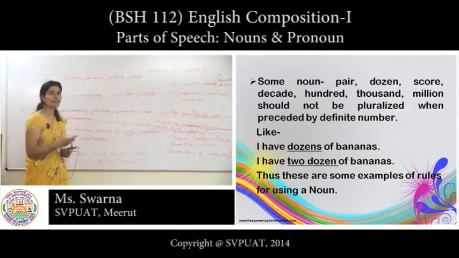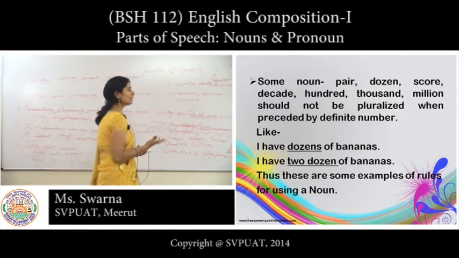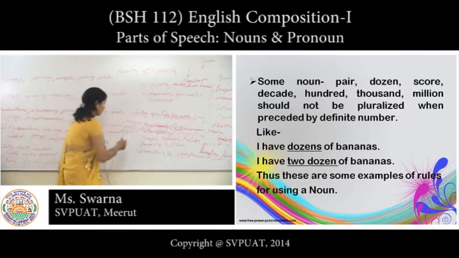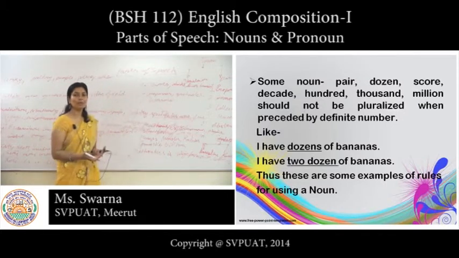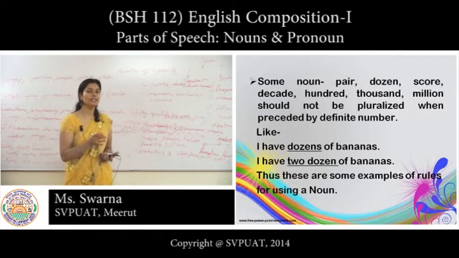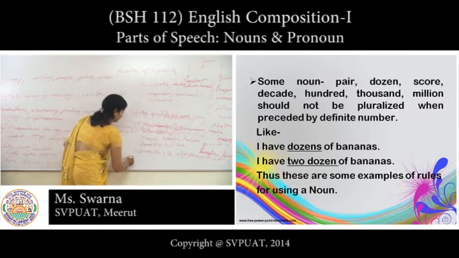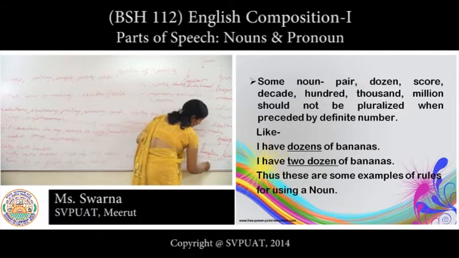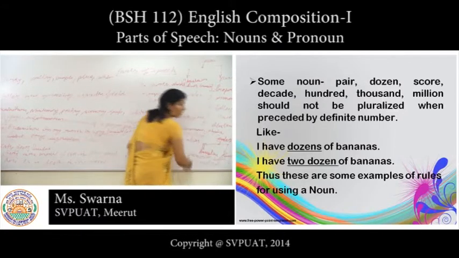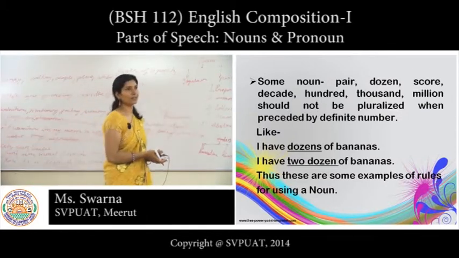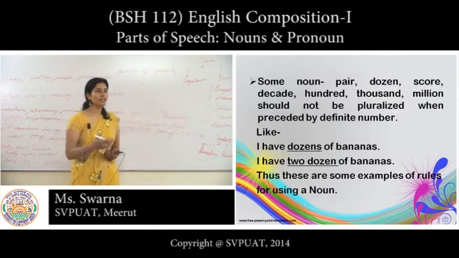And the sixth rule is some words which are measurable words like dozen, million, hundred. If these words are preceded by a definite number, then we can't use s or es with these words to pluralize them, like dozen, billion, million, hundred. There are a lot of words like these, and if we want to make a sentence with these words, then we will use them like that.